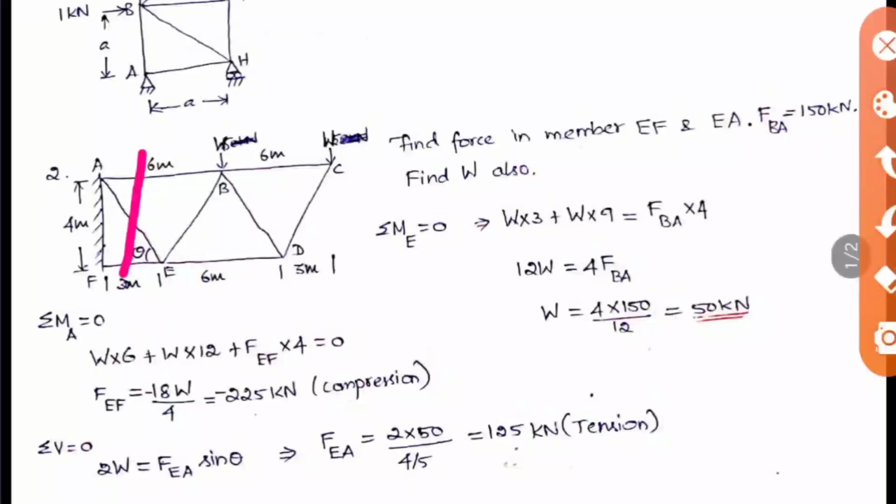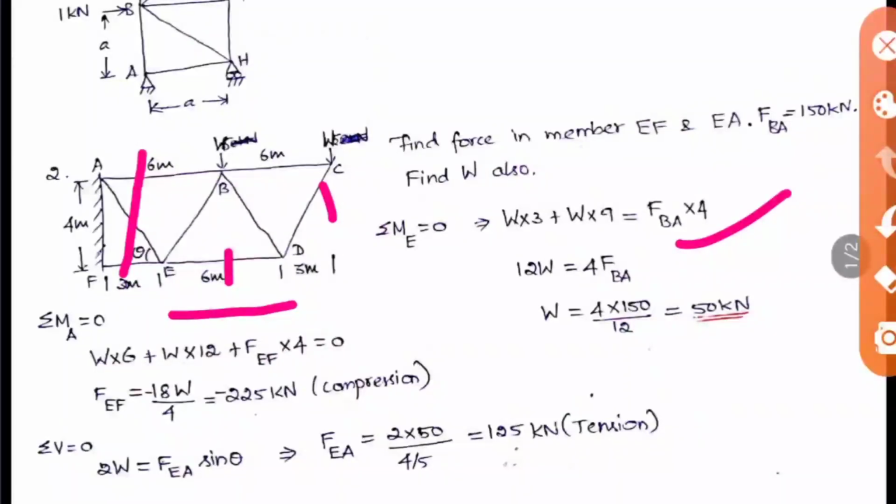So we are taking moment at E now. When you take that, it is W into 3, because this is 6 meters, so obviously the center will be 3 meters. So W into 3, which is positive direction, and this W into 9, 6 plus 3 is 9, that is also in the clockwise direction, so positive. And FBA is here, so that I have taken. This will act in the anti-clockwise direction, so FBA is minus, so I have written it after the equal to symbol. So FBA into 4.